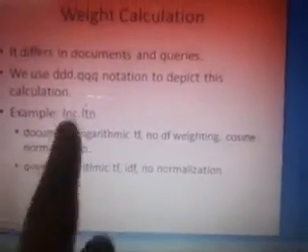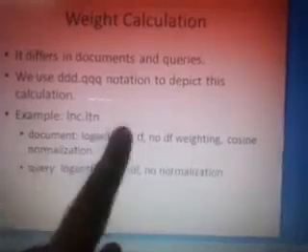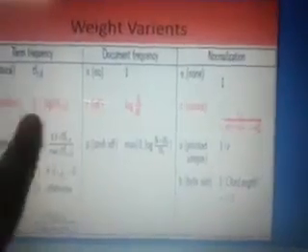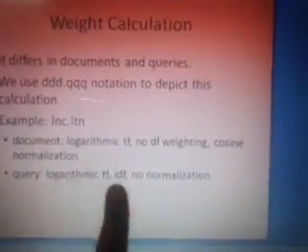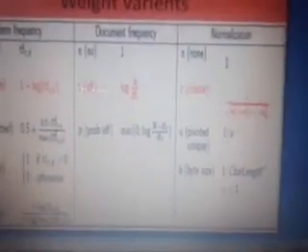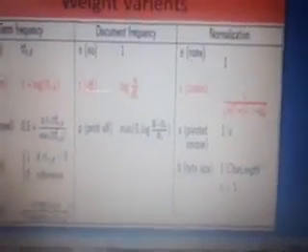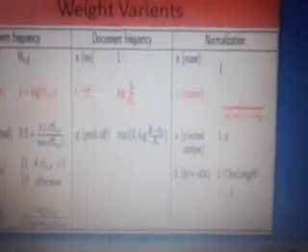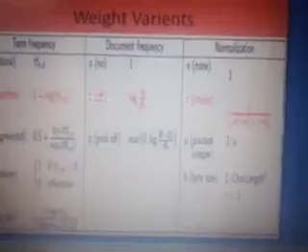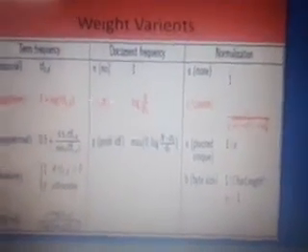Similarly, LTN is for calculating the query weight. It uses logarithmic TF, same formula, and T means IDF, in which the IDF formula is log N upon DF. DF is the document frequency, the number of documents in which that particular term exists, and N is the total number of documents. So these are the weight variants.